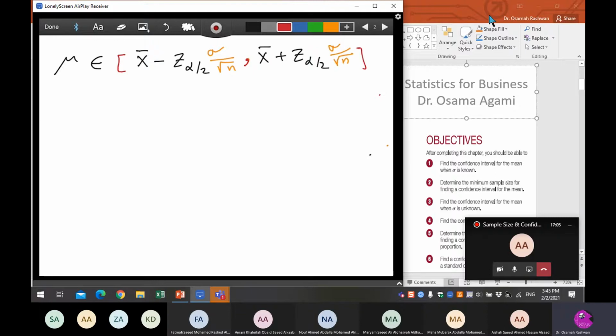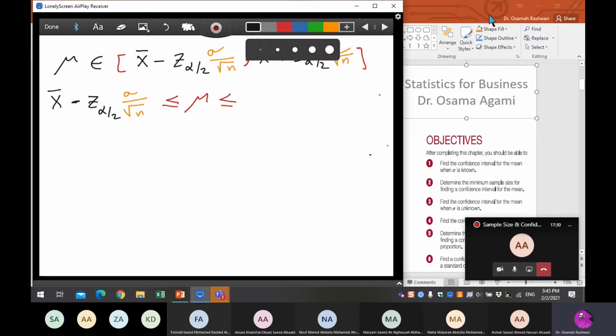This is our interval. Some people don't like to use it in this case. They say, I am saying my population mean will be between this value, the mean for the sample I got, and z of alpha over 2 times sigma over root n. It is greater than this value and less than this value. It's up to you if you would like to write the interval in this way or that way, it doesn't matter.